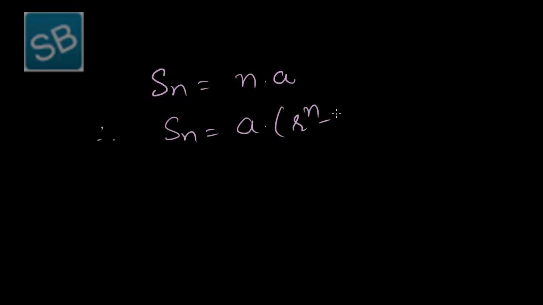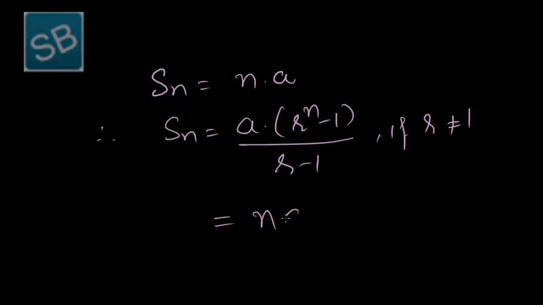Therefore, S of n is equal to n times A. Therefore, we get Sn is equal to A into r raised to power n minus 1 over r minus 1 if r is not equal to 1, and equal to n times A if r is equal to 1. So, this is the sum of a GP series containing n terms.